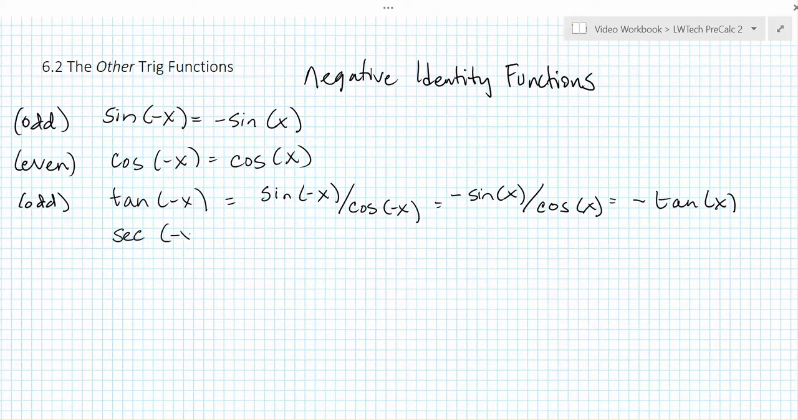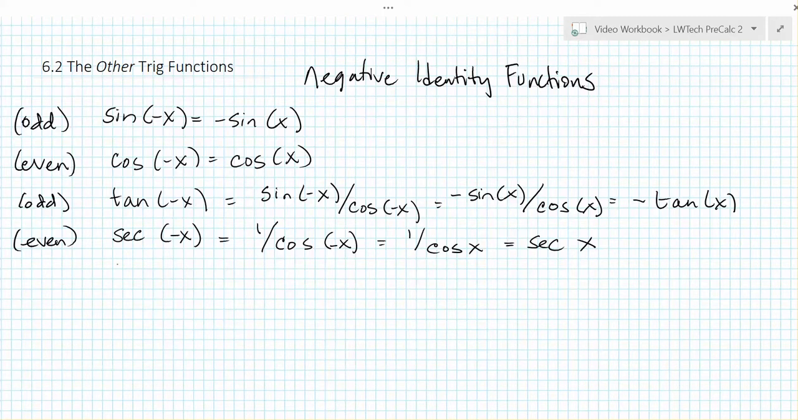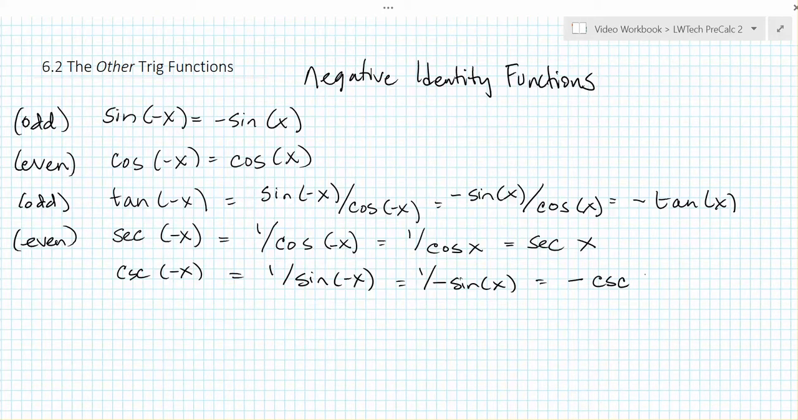Secant of negative x is 1 over the cosine of negative x, which is 1 over just the cosine of x, which is the secant of x, making the secant even. The cosecant of negative x is equal to 1 over the sine of negative x, which is 1 over the negative sine of x, which is the same as the negative cosecant of x, making the cosecant an odd function.